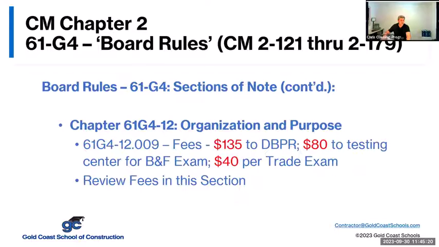61G4-12.009. That's the fees. This is actually the exam fees. You're going to pay $135 to DBPR to get the candidate ID number, and then you're going to pay $80 to test for the business finance, and then $80 per trade exam. For Division 1, you have 2 trade exams, so they split it into $40 a piece. But if you're taking the roofing test or the plumbing test, the AC exam, it's going to be $80, because Division 2 applicants only have 1 trade test to take plus the business finance, whereas Division 1 applicants, you got 3 tests. So review the fees in this section.